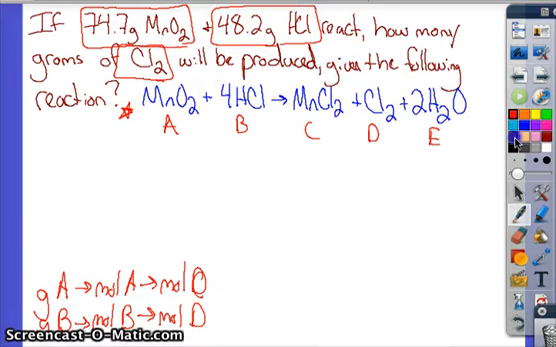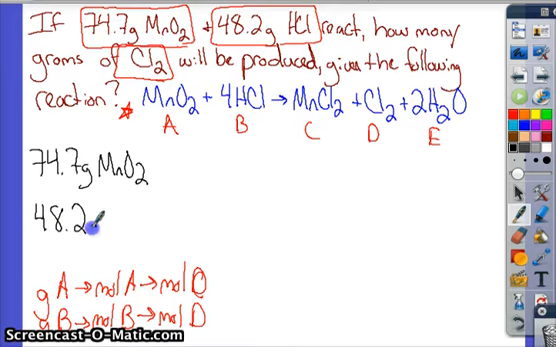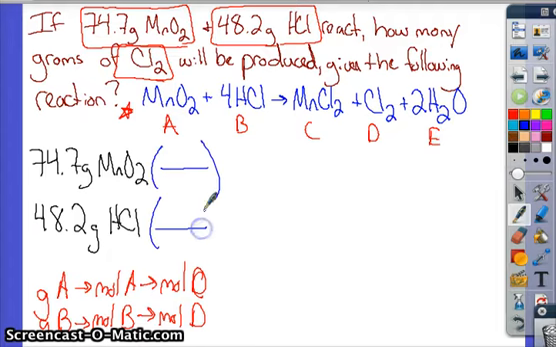So let's do it. Start with what you're given. 74.7 grams of MnO2 and 48.2 grams of HCl. Convert both gram amounts into moles.